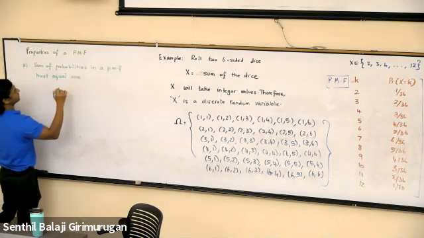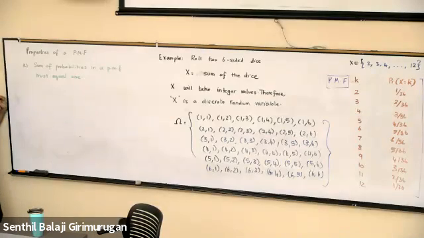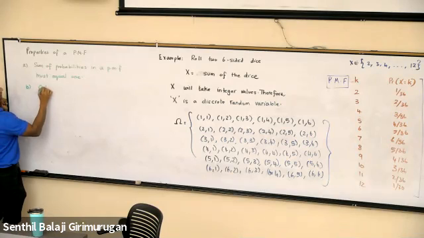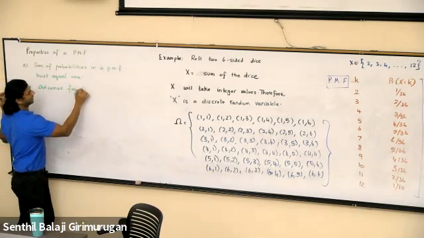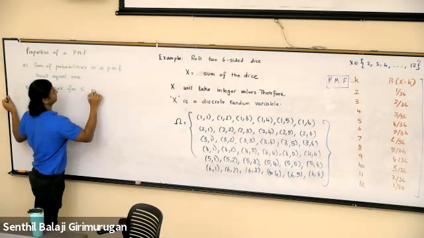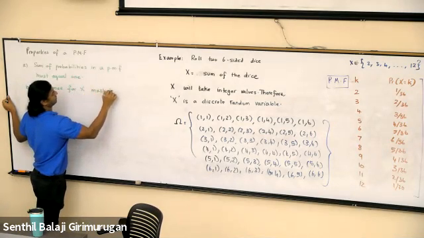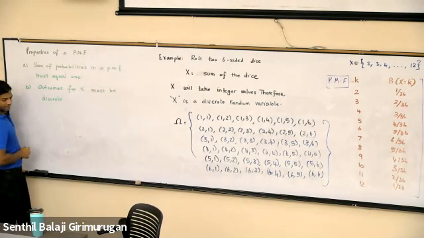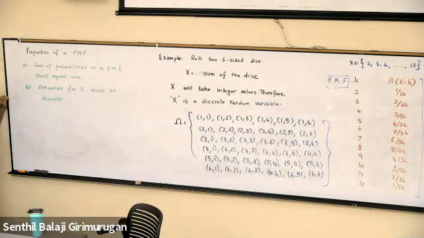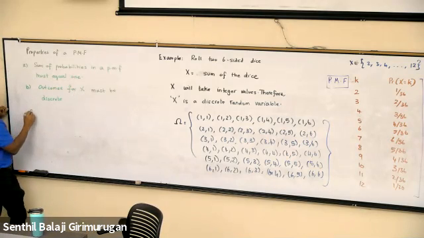So sum of all the probabilities in a PMF must equal 1. The outcomes for X must be discrete. When we say probability mass function, it implies that the random variable is discrete.